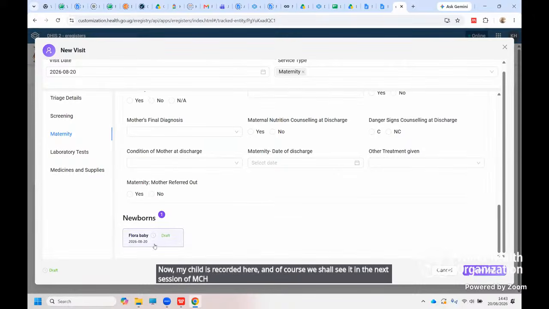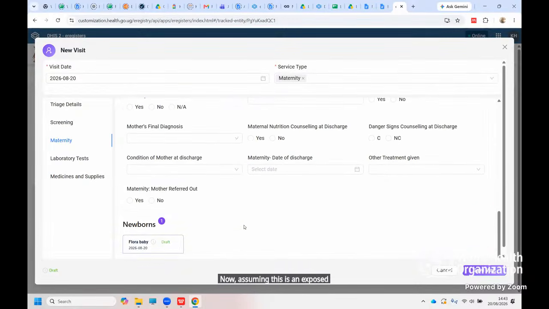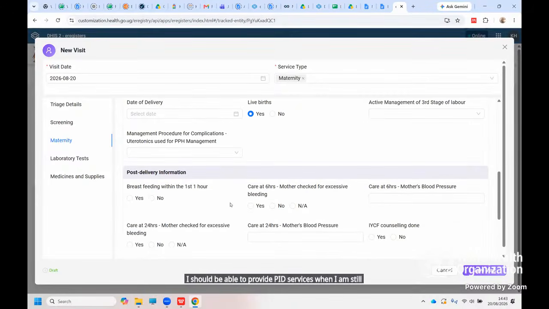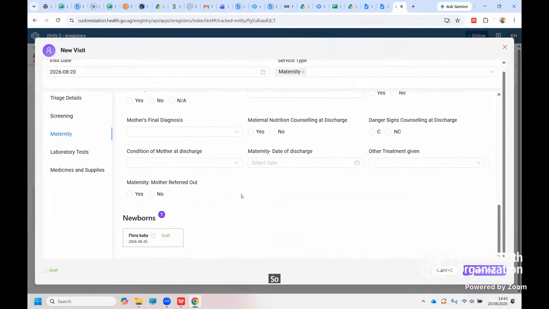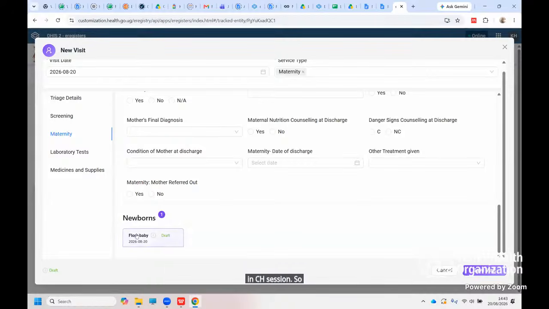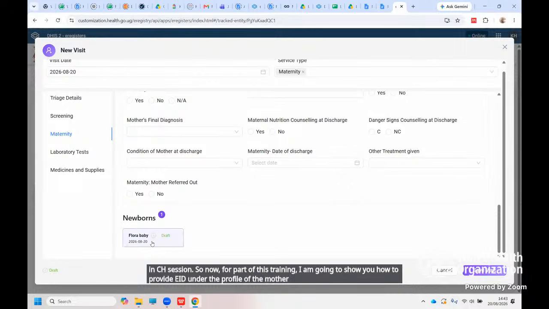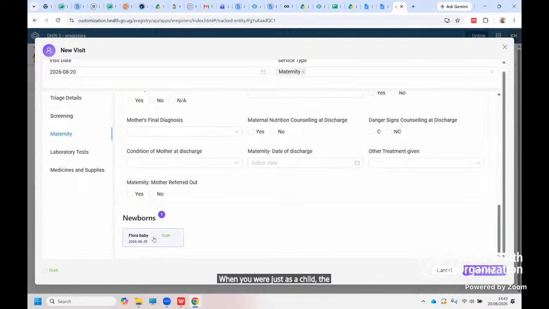So if this child comes here, now assuming this is an exposed child, I should be able to provide EID services when I am still in the profile of the mother. So when you register the child, these children keep on adding here, as we shall see later in the expanded MCH session. For part of this training, I am going to show you how to provide EID under the profile of the mother. So when you register the child, the child's profile comes here.